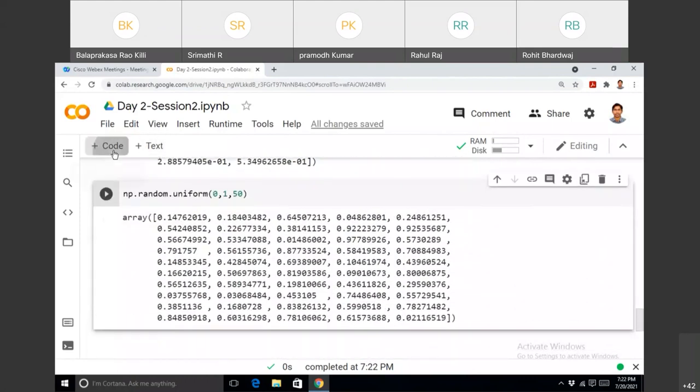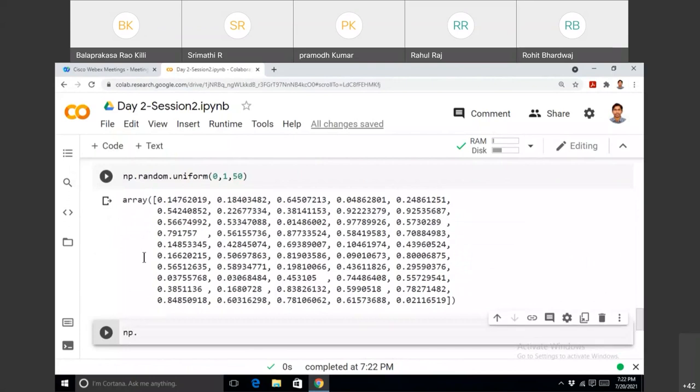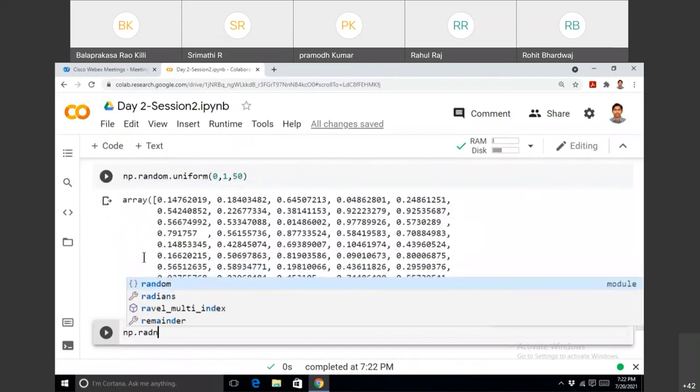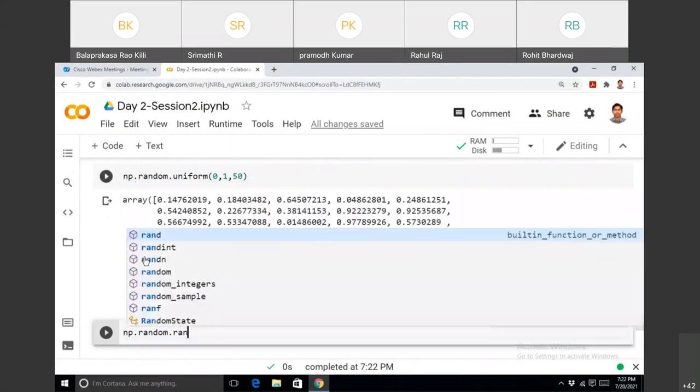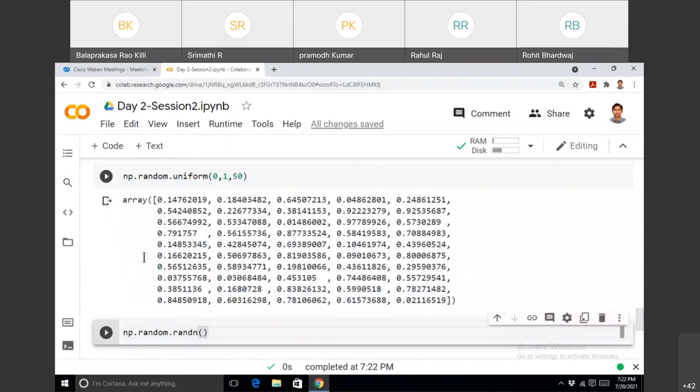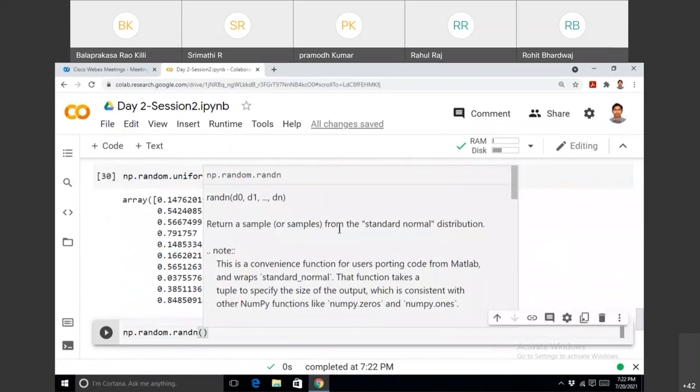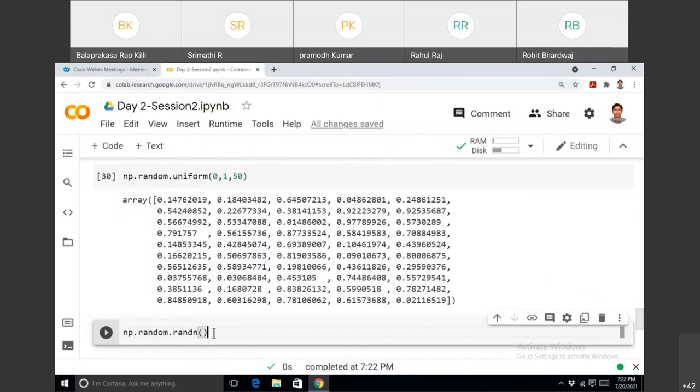Similarly, if you want to generate using normal distribution, np.random.randn, n stands for normal distribution. You see, return a sample or samples from standard normal distribution. That's all. So you can try all these commands. It is difficult to explore all the commands now. So this way it supports many useful functions. With random, you can generate random numbers, then you can reshape them, then you can calculate different metrics like mean, median, standard deviation, all these things you can perform.